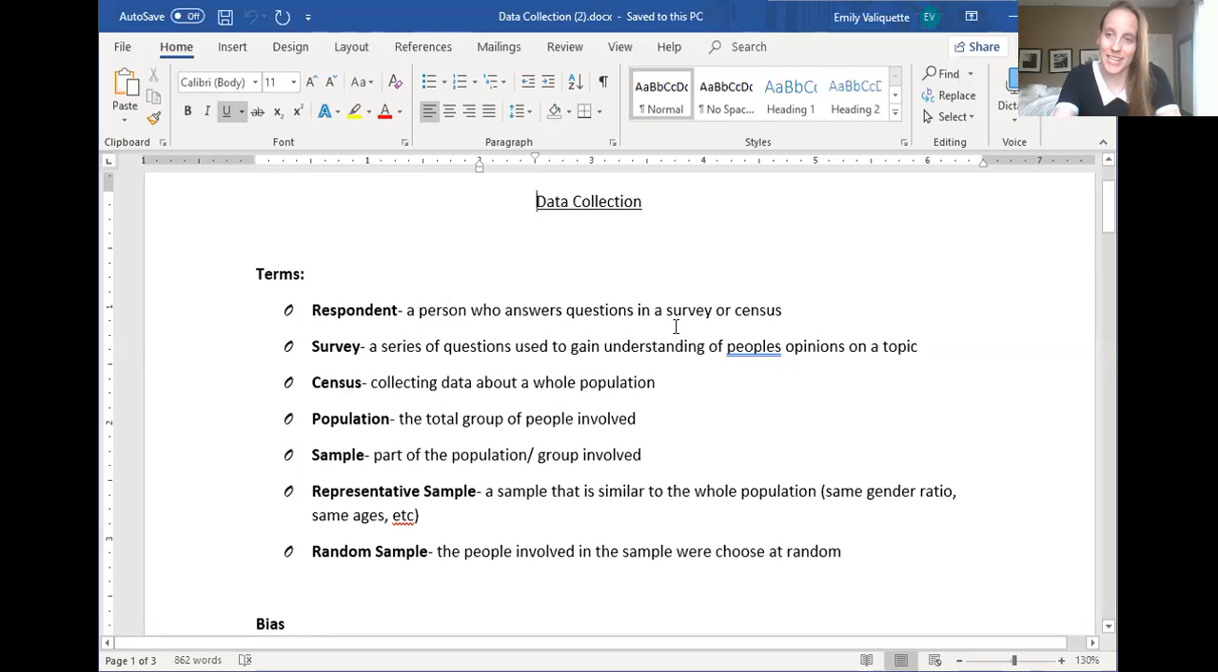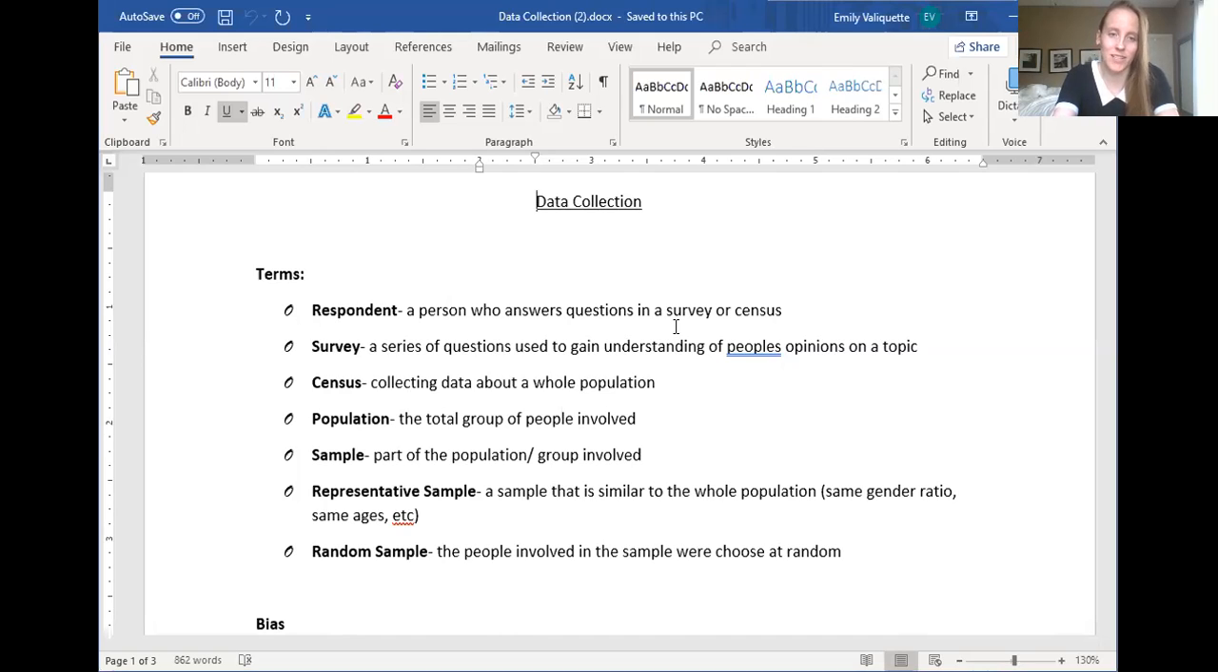So this lesson is all about data collection, and let's start with some of these definitions. So a respondent is a person who answers the questions or responds to a survey or a census. A survey is a series of questions used to gain understanding about people's opinions on a topic. A census collects data about the whole population, so like how old they are, where they live, that sort of thing. A population is the total group of people involved.